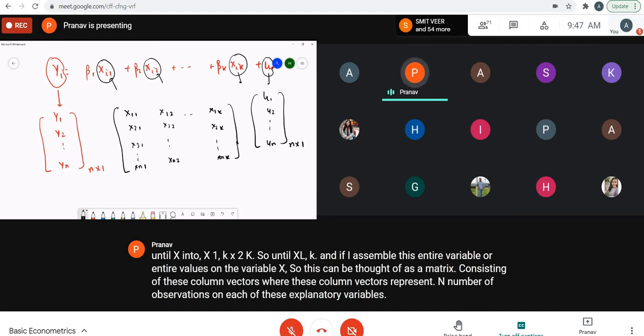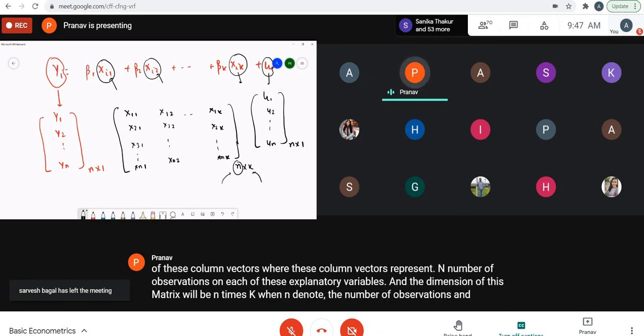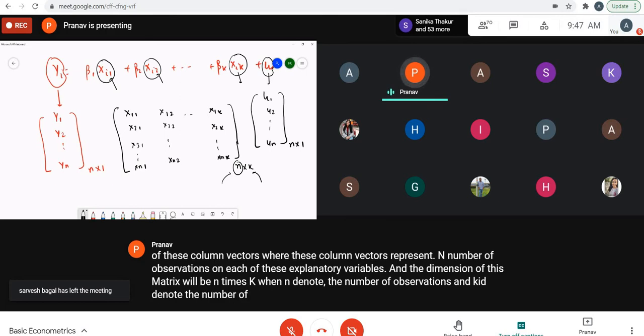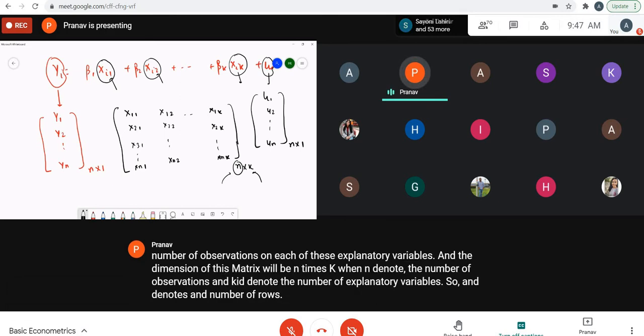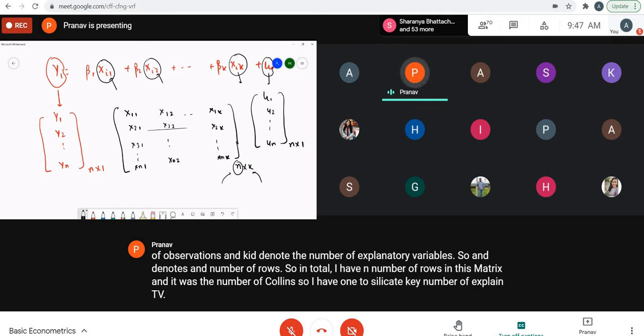And the dimension of this matrix will be n times k, where n denotes the number of observations and k denotes the number of explanatory variables. So n denotes the number of rows. In total I have n number of rows in this matrix, and k denotes the number of columns. So I have 1, 2, till k explanatory variables. So the dimension of this matrix is n times k.